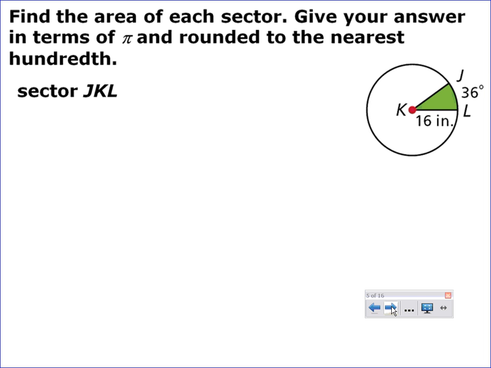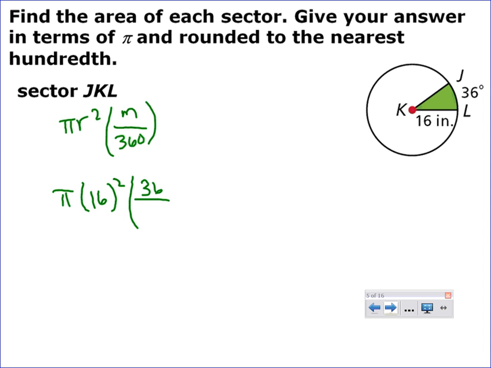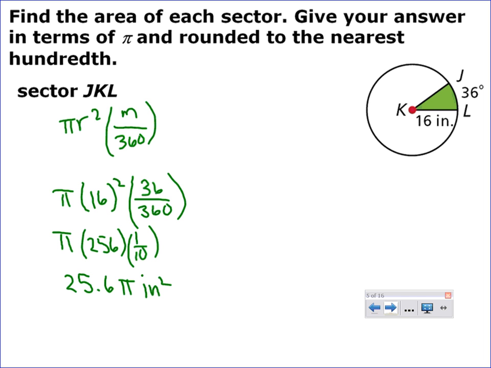Find the area of each sector, give your answer in terms of pi, and then round it to the nearest hundredth. So we have sector JKL. Find the area of a sector, pi r squared times m over 360. Pi, radius is 16 squared times 36 over 360. Okay, if we want it in terms of pi, we have to do a little bit of work here. 16 squared is 256. 36 over 360 is a tenth. So if I take 256 divided by 10, in terms of pi it is 25.6 pi inches squared.